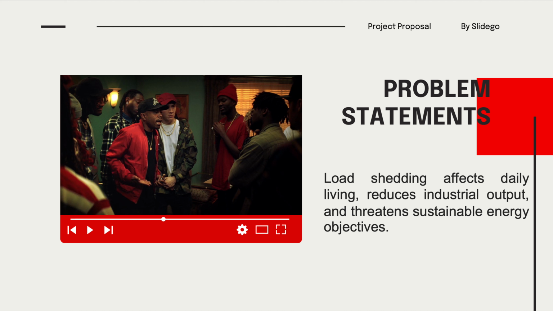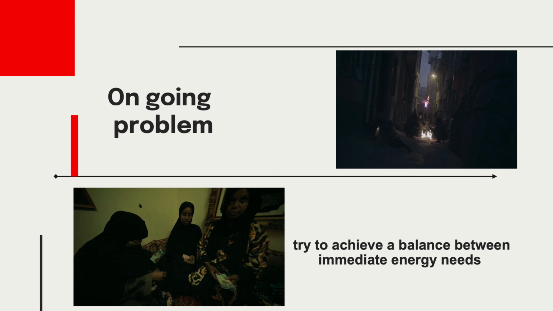Scheduled power outages, often brought on by shoddy infrastructure, unstable grids, or inadequate electrical supply, are its defining feature. Comprehensive solutions are needed for this complicated issue in order to address the many interests of stakeholders, address the root causes, and try to achieve a balance between immediate energy needs and long-term environmental objectives.